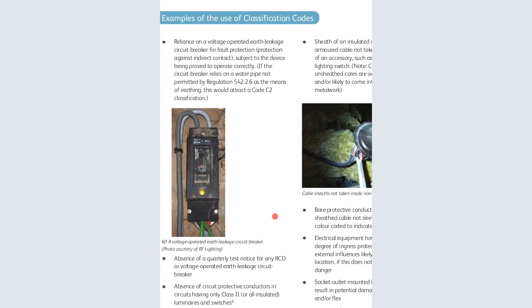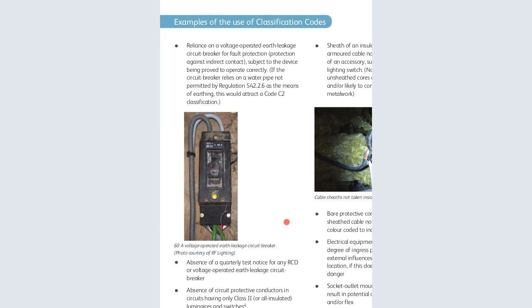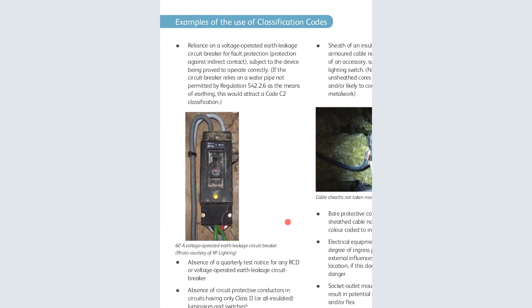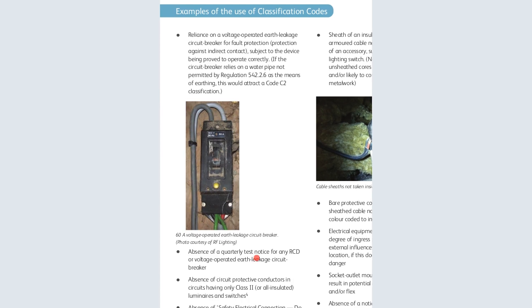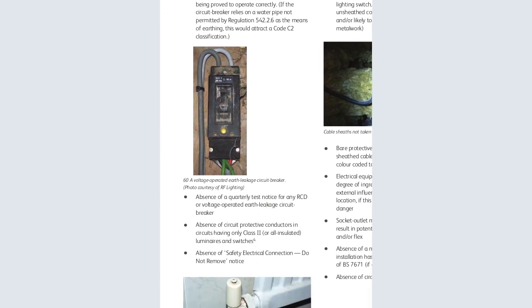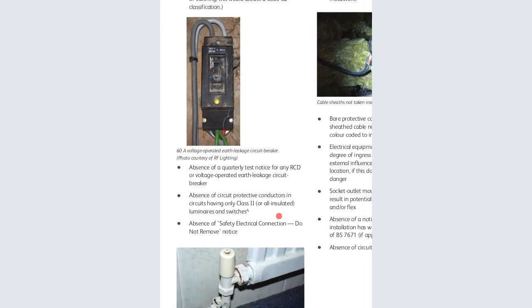Examples, we are still in code 3. A reliance on a voltage operated earth leakage circuit breaker. You can now see that. That is a 6 ampere voltage operated earth leakage circuit breaker, courtesy of that lighting. Now, for fault protection against indirect contact, you can see the cables are still there and they are not even covered. So there is a problem there. Absence of the quarterly test notice of any RCD or voltage operated earth leakage circuit breaker.